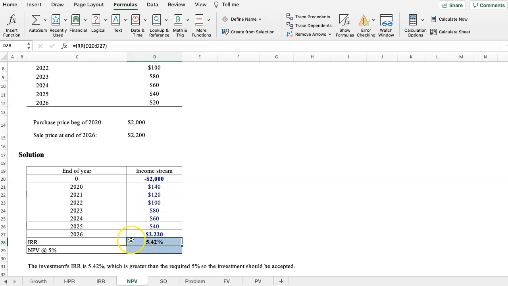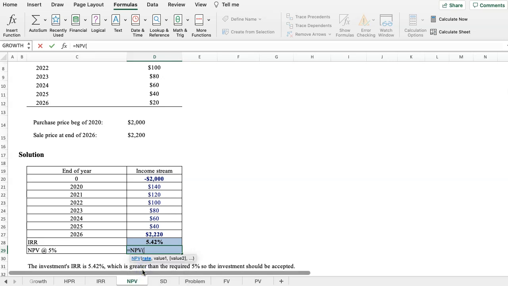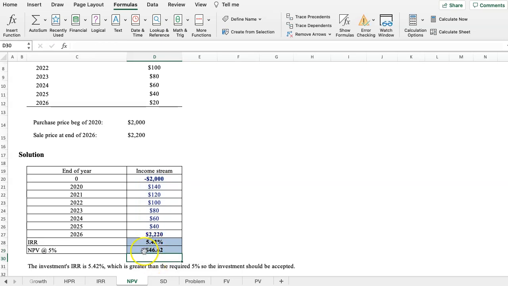Now the net present value. I'm going to say equals net present value function. And then it's going to be the rate. You see a little tooltip down here. We have the rate, which is going to be 5%. I'm going to put a comma there. And then the values are going to be D20 to D27. Put those values in there. Close parentheses. And we get $46.62.